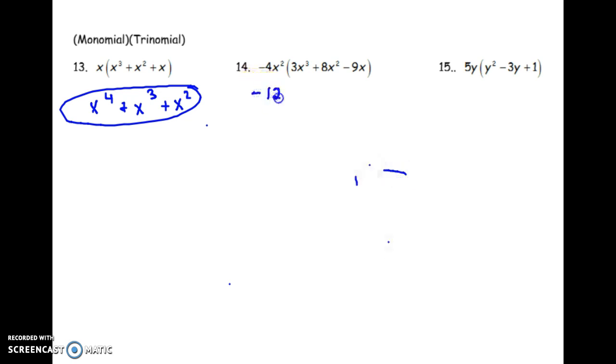I've got a negative 12. X is going to be to the fifth power. Okay, negative 4 times positive 8 is negative 32, and x would be to the fourth power. And negative 4 times negative 9 is positive 36, and our x would be to the third power. 5y times y squared would just be 5y to the third. Now it's minus 15y squared plus 5y.